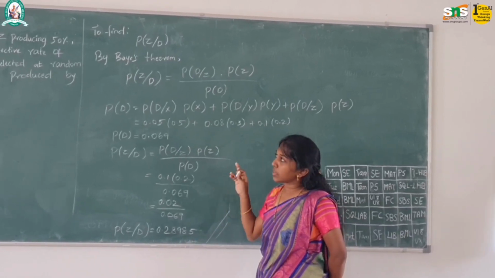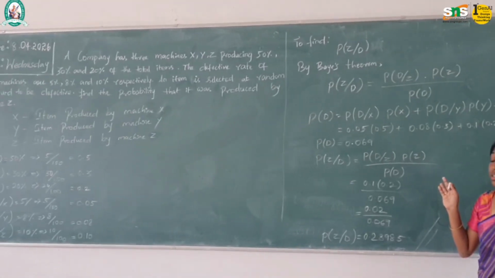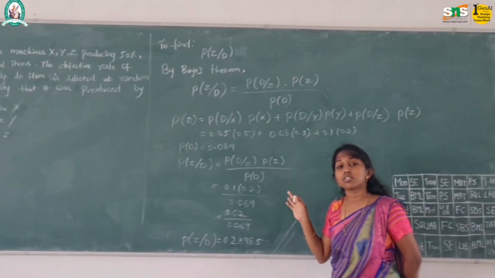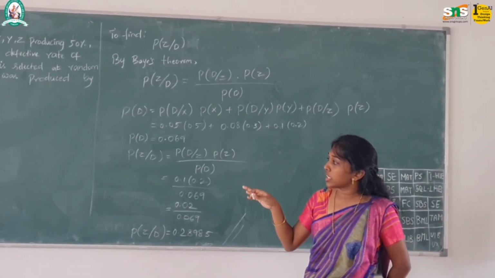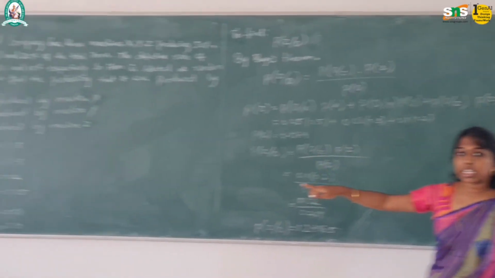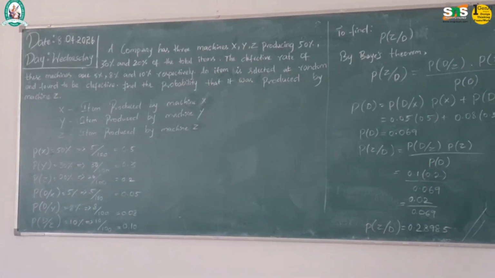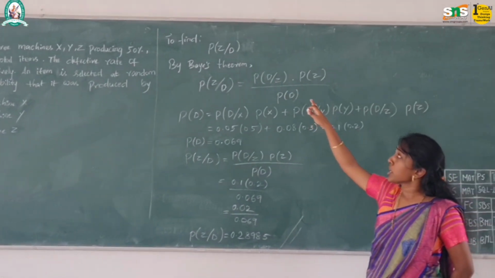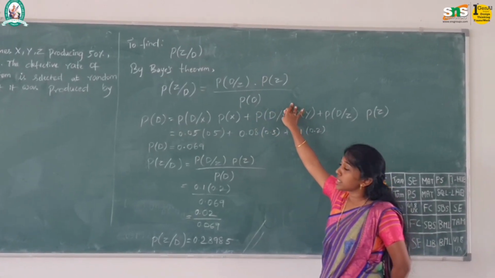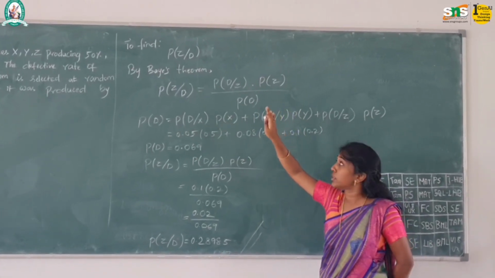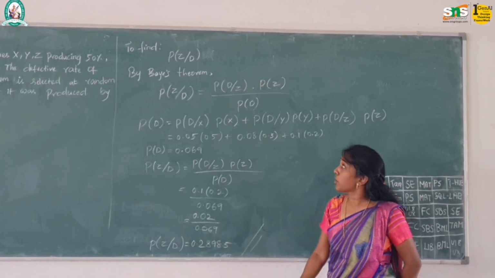On the whole, in the question three machines are given, along with the share of items they produce and the defective rates for all three machines. First we write the terms given in the question. Next we find P of Z given D using the Bayes theorem. This is the formula for the Bayes theorem: P of Z given D is equal to P of D given Z into P of Z by P of D.